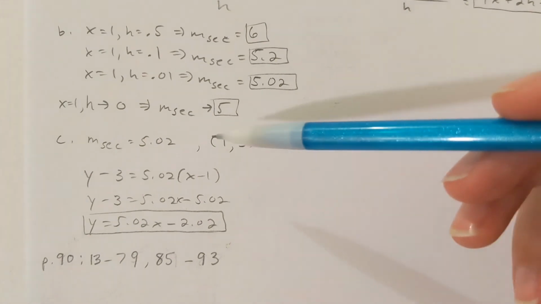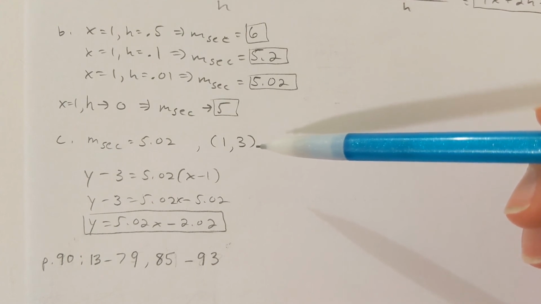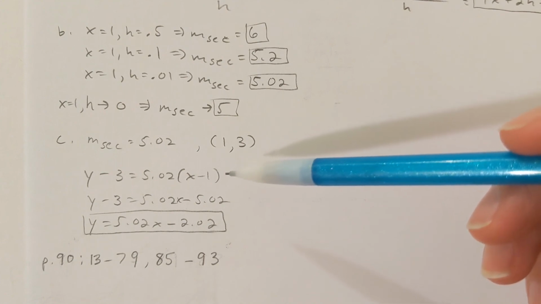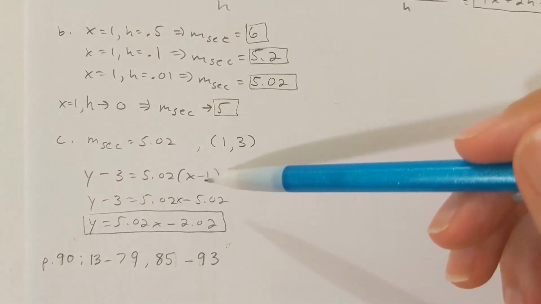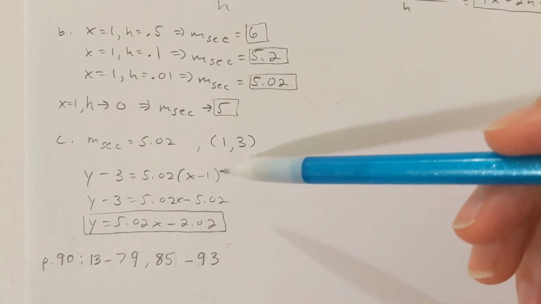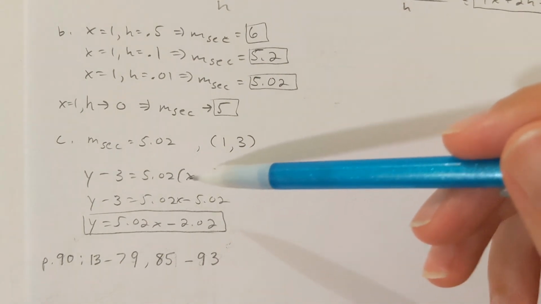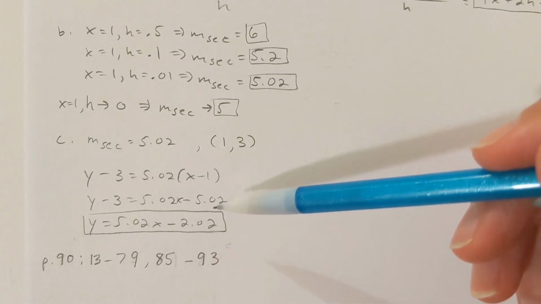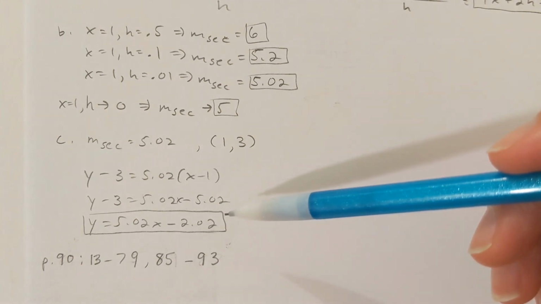Okay, so I know the slope of the secant line, and I know the point 1, 3 on the graph. I can use the point slope form. Y minus y1 equals the slope times x minus x1. And y minus 3 equals 5.02 times x minus 1. Distribute the 5.02, so you have 5.02x minus 5.02. Add 3 to both sides. Y equals 5.02x plus 2.02.